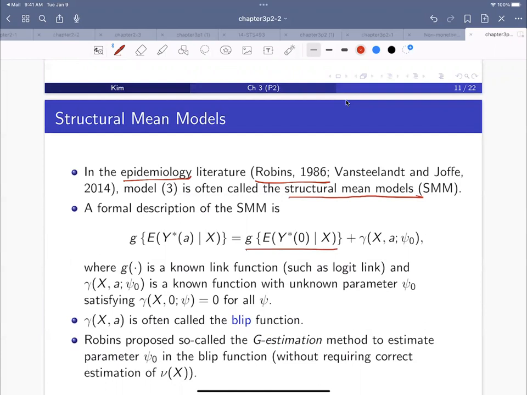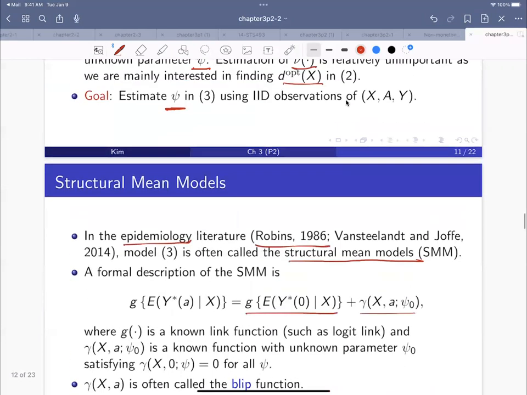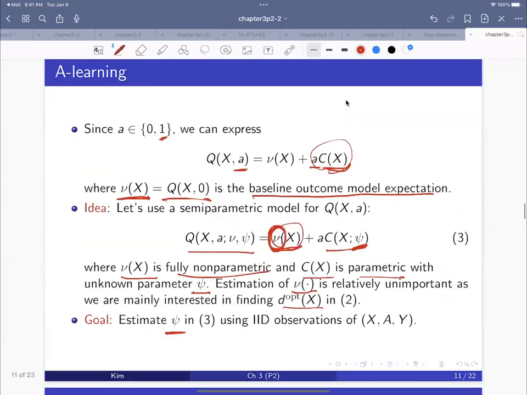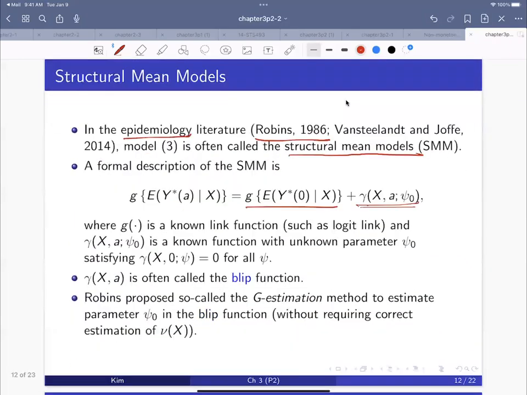and then this is basically A times C, A times C is this gamma. But in this literature, this is just a gamma function, and the gamma function should be 0 at the baseline. So it's 0 at baseline, but could be non-zero for other A's. Okay, so that is often called the blip function. And this G is a link function.